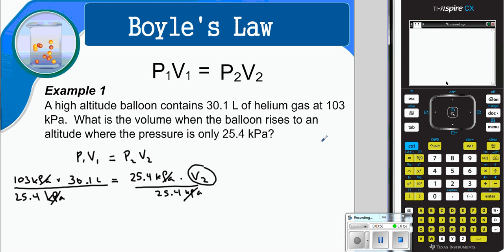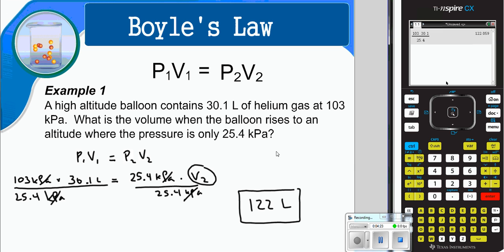And so the operation becomes 103 times 30.1 divided by 25.4. And our solution is 122.05 liters. So 122 liters for 3 sig figs.